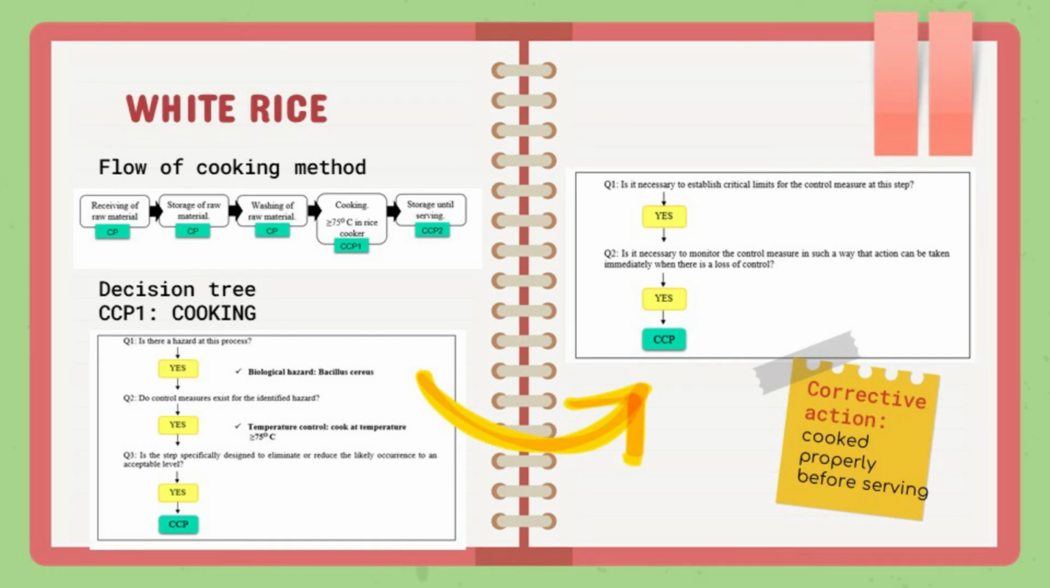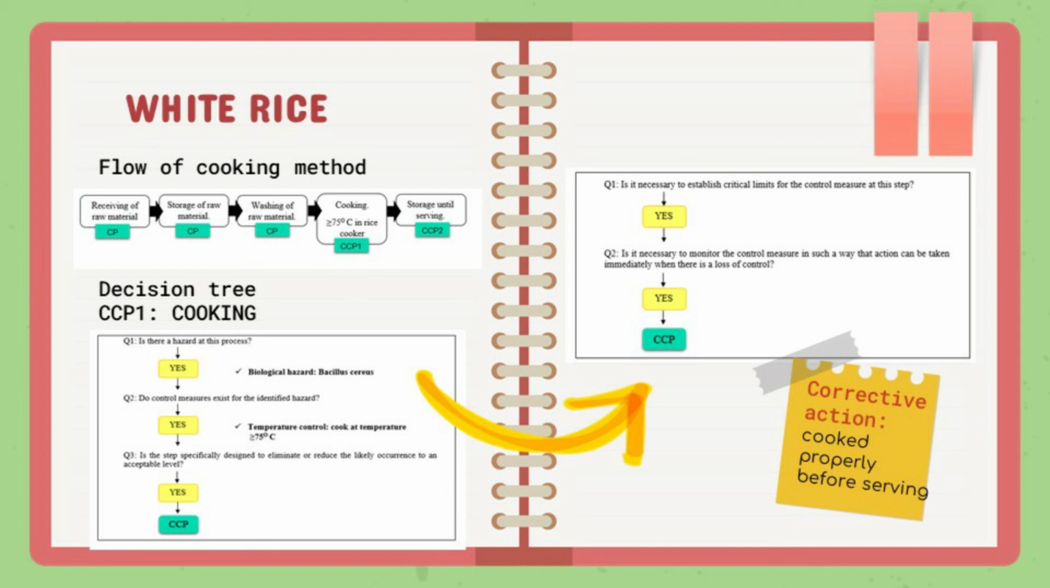For white rice, there are two CCPs. CCP1 is for cooking. In this step, the potential hazard includes survival of germs or pathogens. Uncooked rice can contain spores of Bacillus cereus, bacteria that can cause food poisoning. The rice must be cooked properly with core temperature at least 75 degrees Celsius in order to avoid or reduce the hazard, which is the survival of Bacillus cereus.